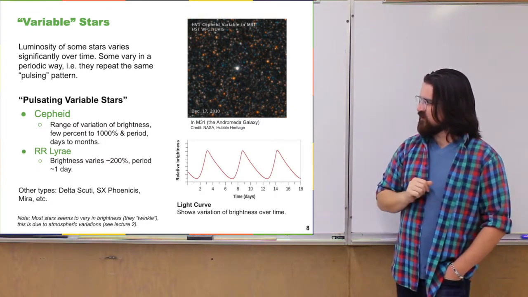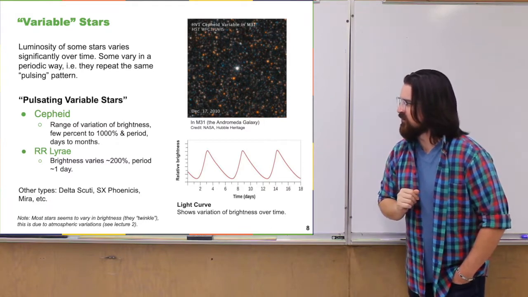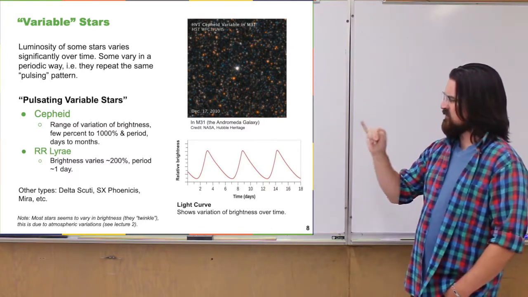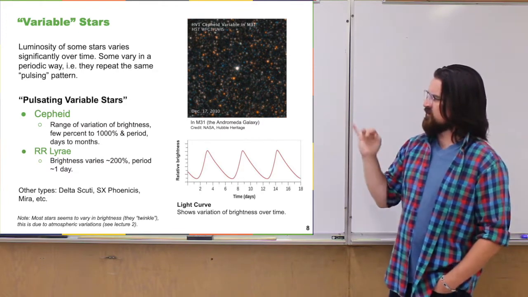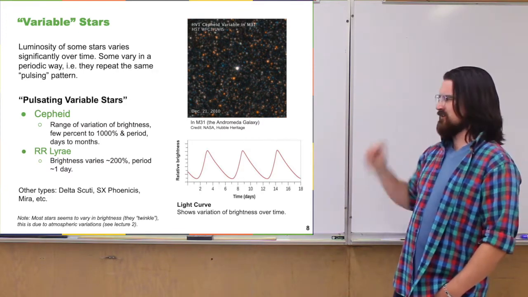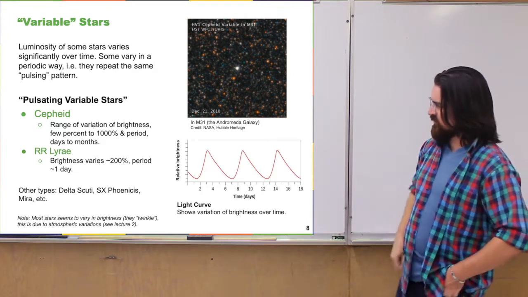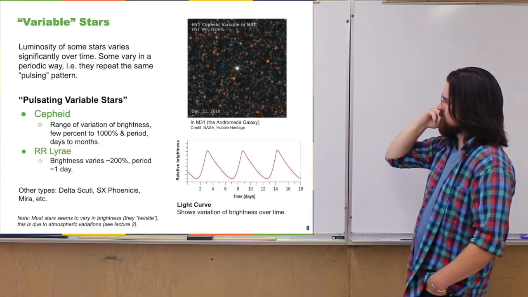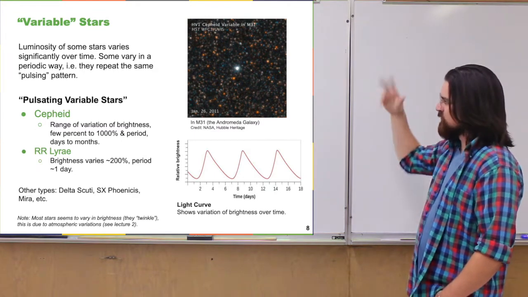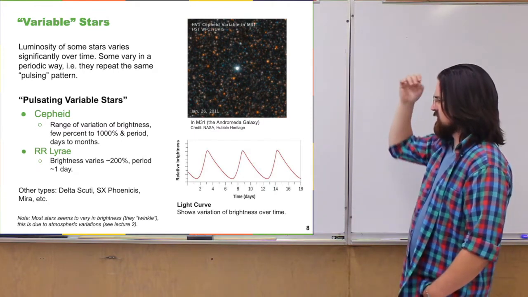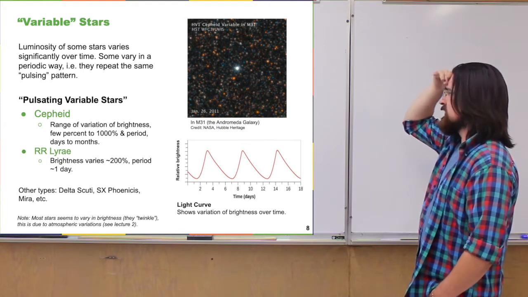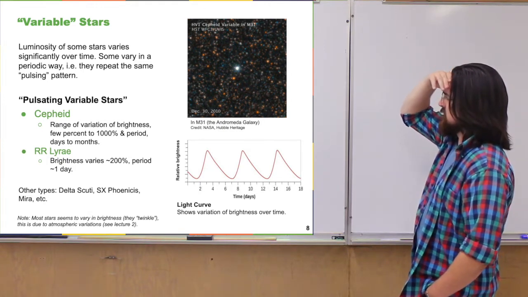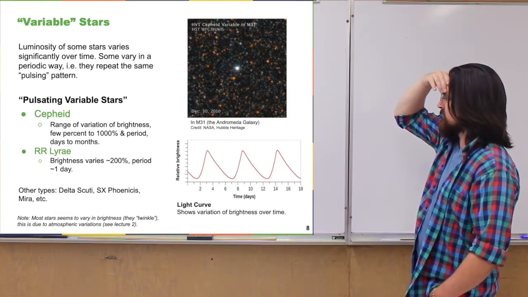Two of the biggest categories are Cepheid variable stars and the RR Lyrae. Lyrae? I don't know how to say that. But yeah, another type of variable star. The image here is actually of a variable star. It was taken in multiple images by the Hubble telescope, and it is a Cepheid variable that is in the Andromeda galaxy.